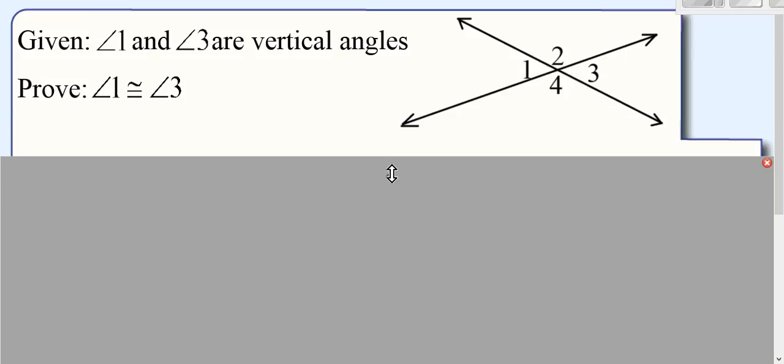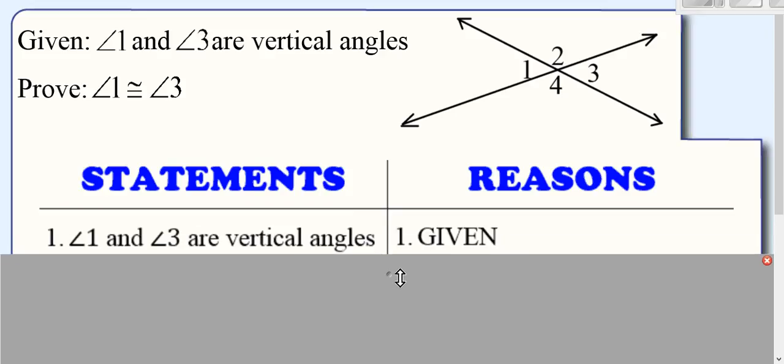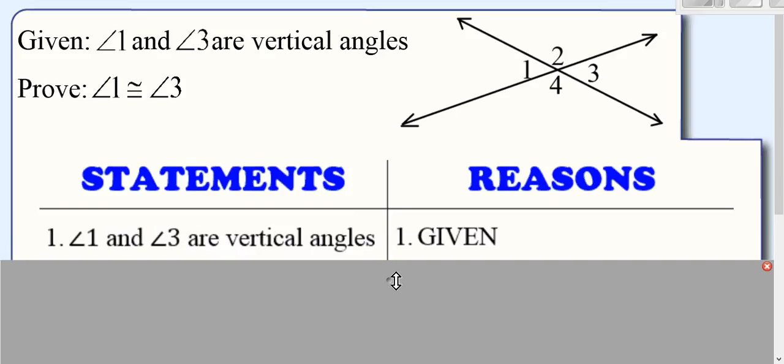So we're going to look through a proof that's going to use vertical angles a little bit. So every time you do a proof, the very first thing you're going to write down is the given. So here we are given angle 1 and angle 3 are vertical angles. That's going to be our very first statement. You always start at the beginning. You always start with the given. Then you can look for anything else that you know from that picture.